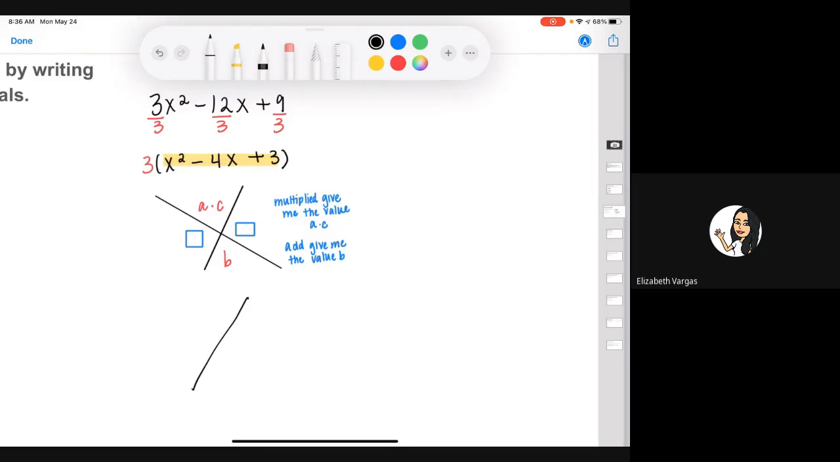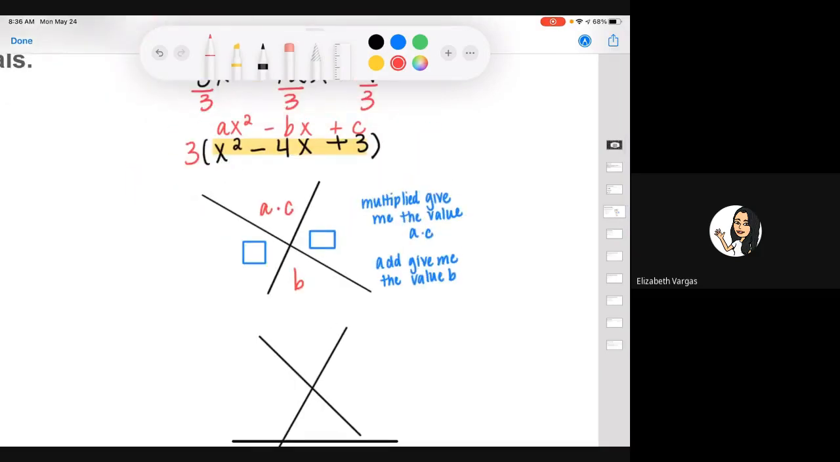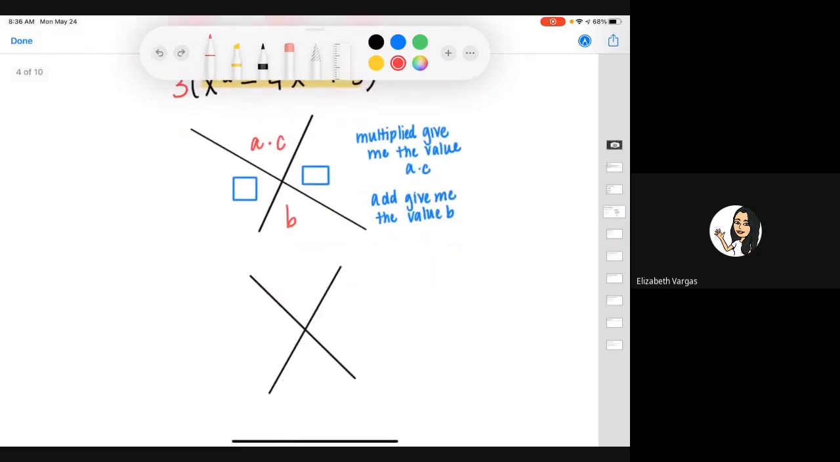So we're going to go ahead and solve for this. A times C. This is AX squared minus BX plus, or minus C. Or here it's plus C. Okay, so that's the standard form. So what I want to do is take my A times my C. My A is 1, my C is 3. 1 times 3 is 3. So I put that there, okay?